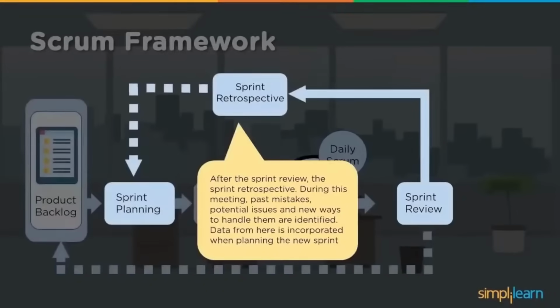Then the sprint retrospective happens. After the sprint review, the sprint retrospective happens. During this meeting, what went well, past mistakes, potential issues, and new ways to handle them, which are required to be done correctly in the next iterations or next sprints, need to be identified. Data found from here is incorporated when planning the new sprint. So it works like lessons learned.